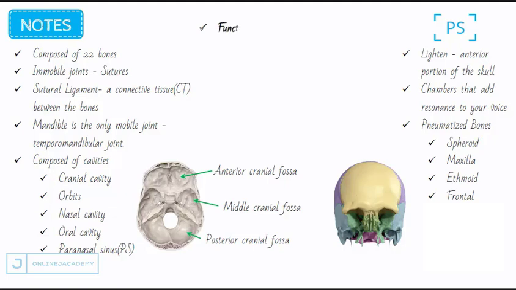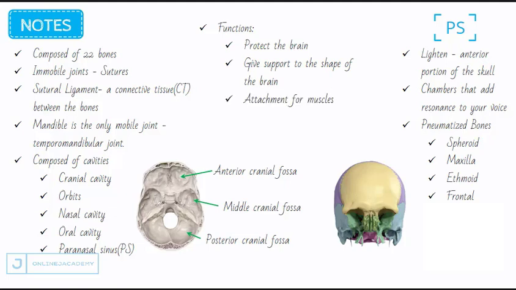All right, so let's talk about the functions of the skull itself. So the skull protects the brain. That's one of the main functions of the skull. Now, the other function is it gives support to the shape of the brain, right? And the other thing is it serves for attachment of muscles, like facial muscles, muscles that cater for facial expression and muscles of mastication.